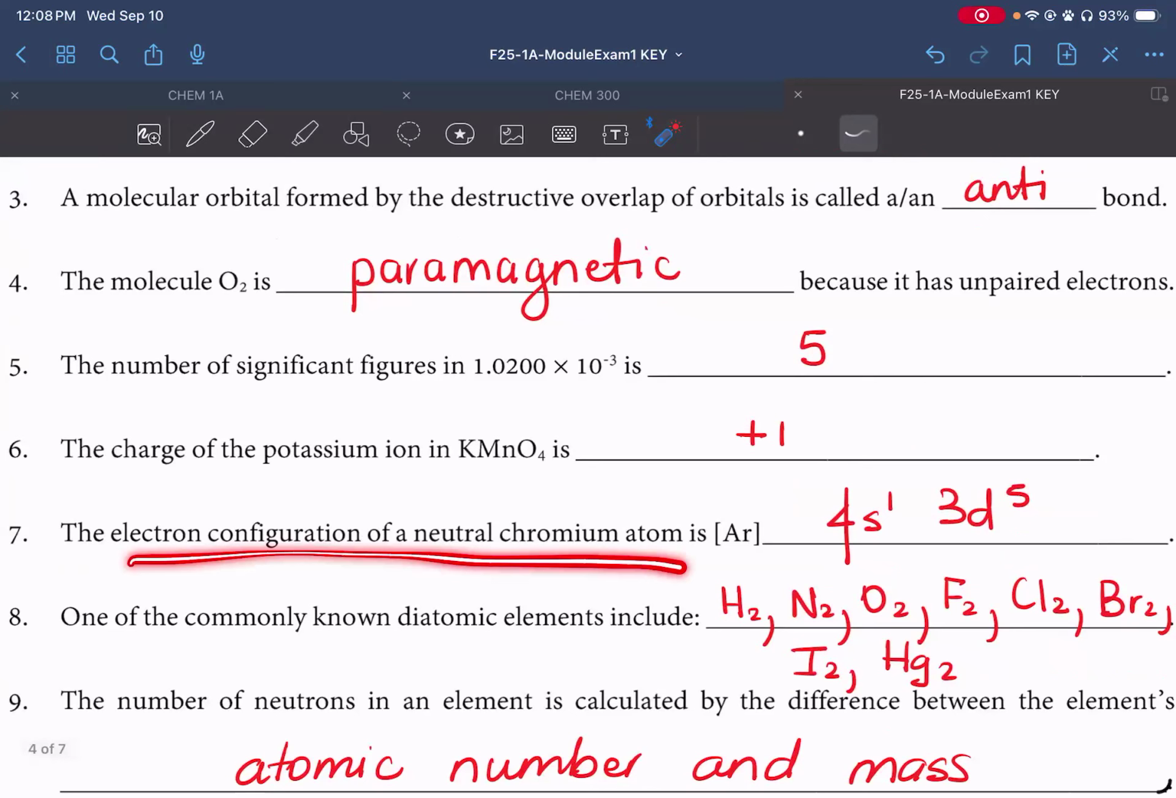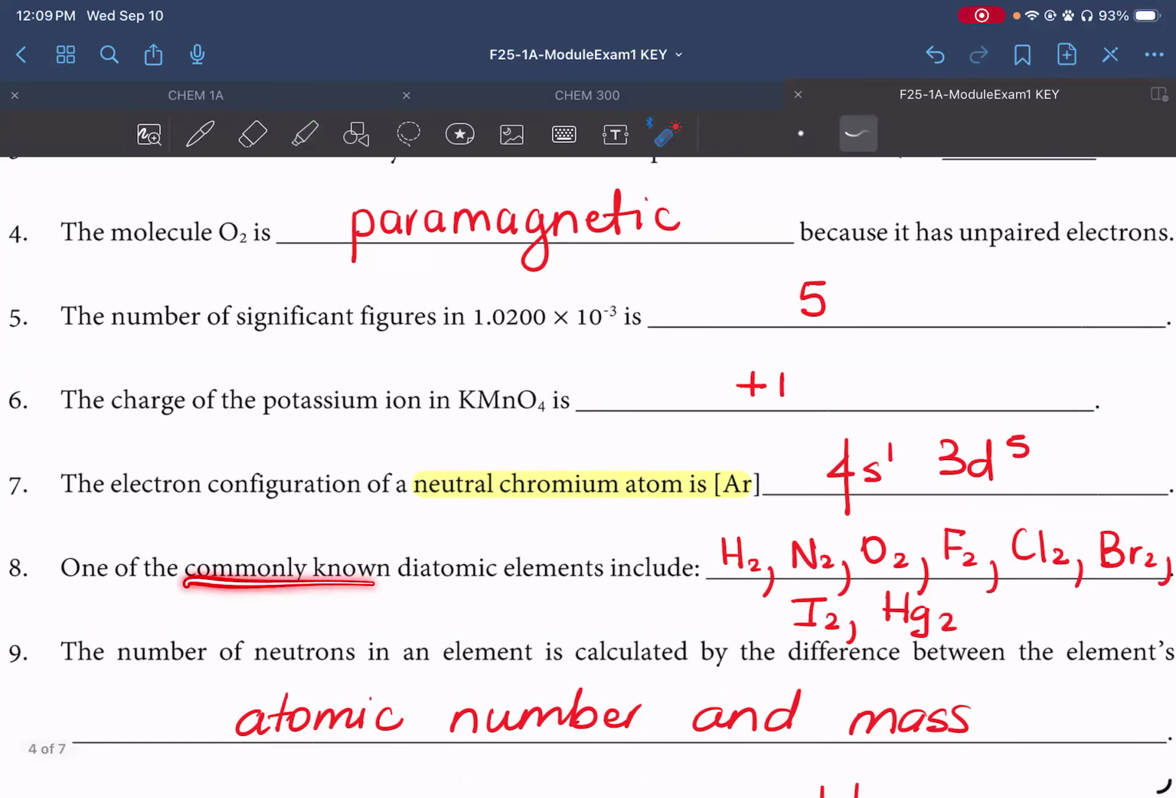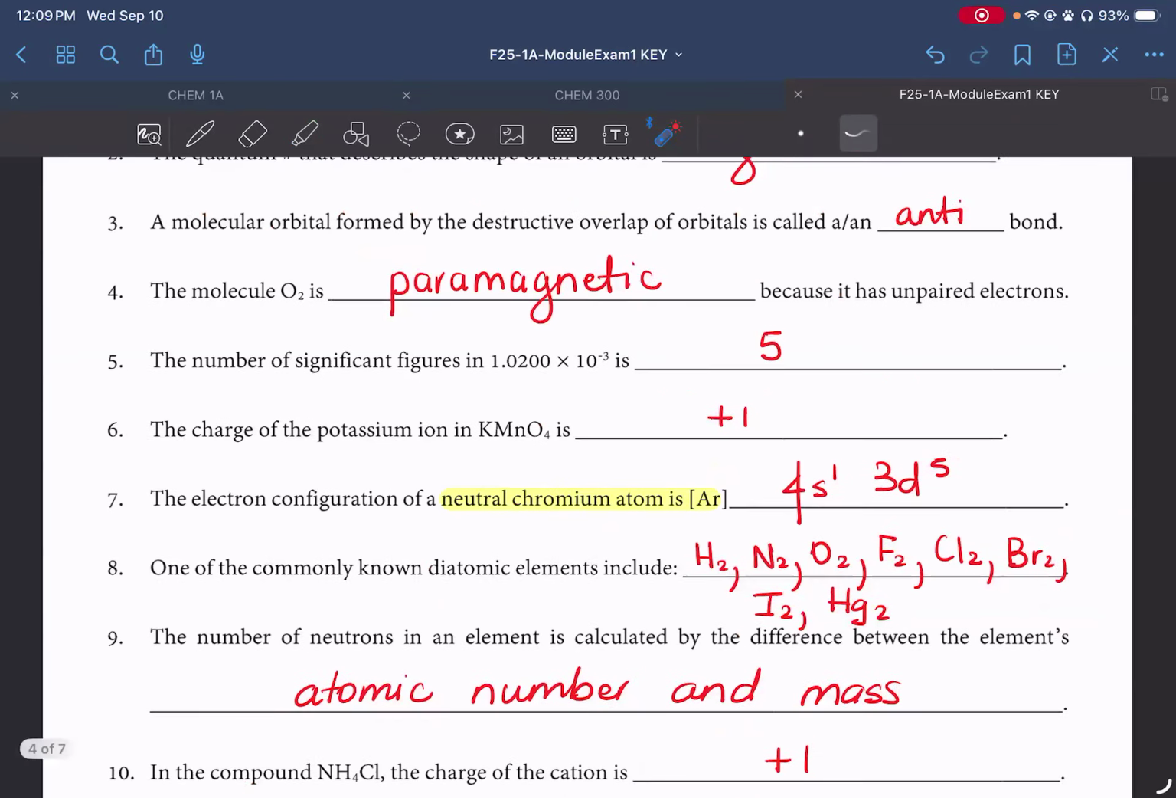The electron configuration for a neutral chromium atom is 4s1 3d5. Some people did not recognize that I gave them the noble gas and had written out from the 1s1, 2s2, all that way. That would have gotten half credit. I would just want to highlight this one right now, the neutral chromium atom. Number 8, one of the most commonly known diatomic elements. So you could have written any one of the bunch I talked about in class. If you had even just written the word H, I would have accepted that as well. Of course, it did not need to be too specific.